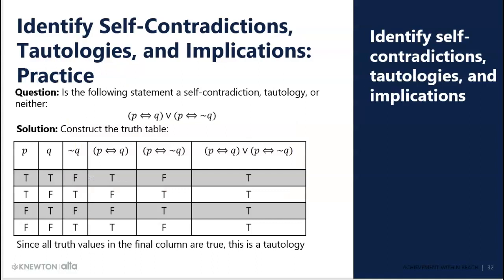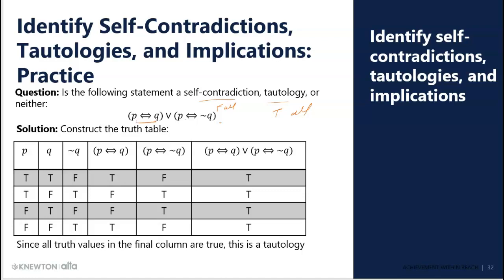So is the following statement a self-contradiction, tautology, or neither? So either they want to know if you get all falses, you have a contradiction. If you get all trues, you have a tautology. If you get a mix, you have neither. So we're going to do P. So there's just P and Q. There's a not Q, but there's just two statements. So I've got my 4-row truth table. Remember, if I had 3 statements, I'd have 8 rows.